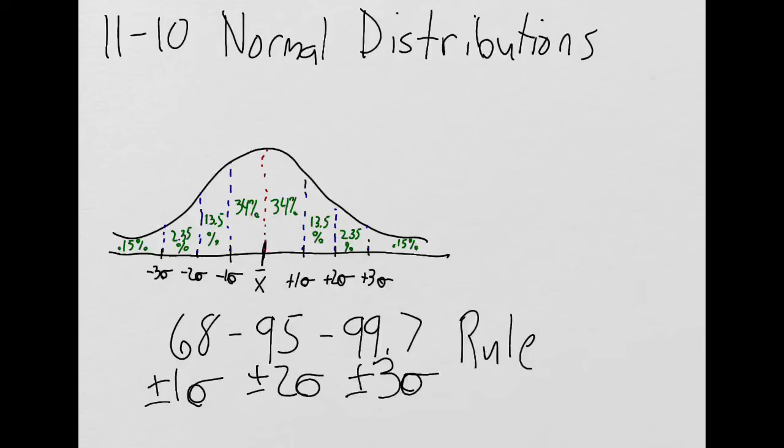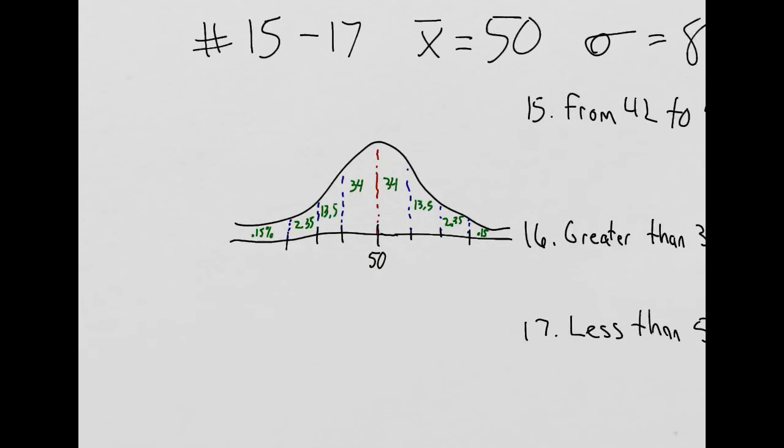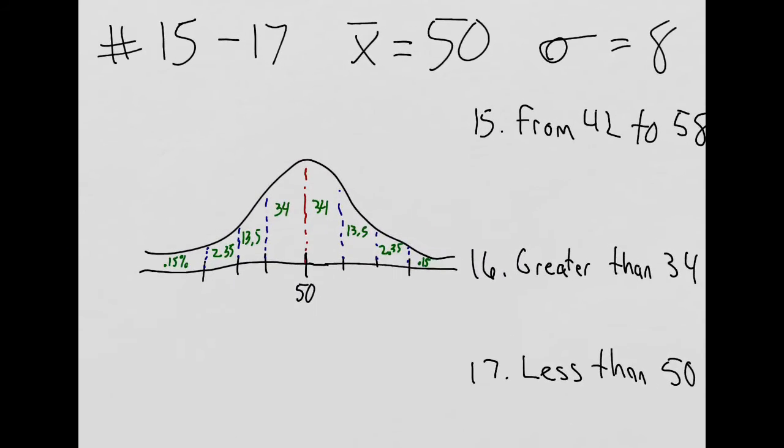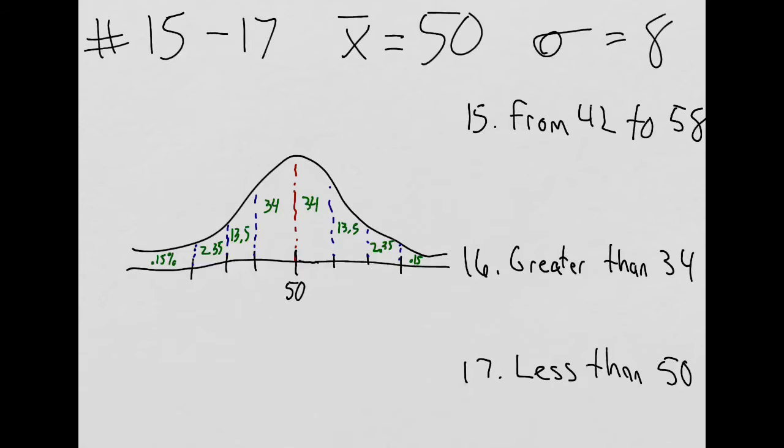Okay, so let's take a look at some of your homework problems. I'll just scroll over to the right here and see how we can apply that. With numbers 15 through 17, we have a mean of 50 and a standard deviation of 8. I already drew the curve out right here, and there's the mean right in the middle. I sketched in all the different percentages on the normal curve.